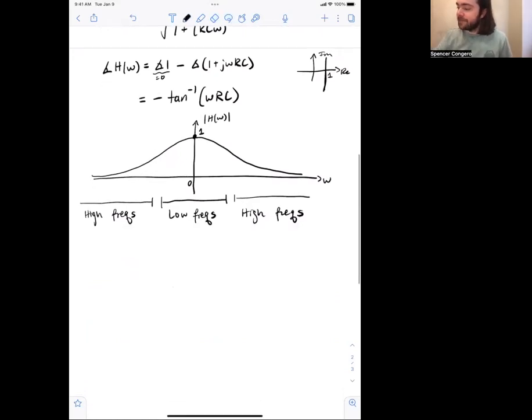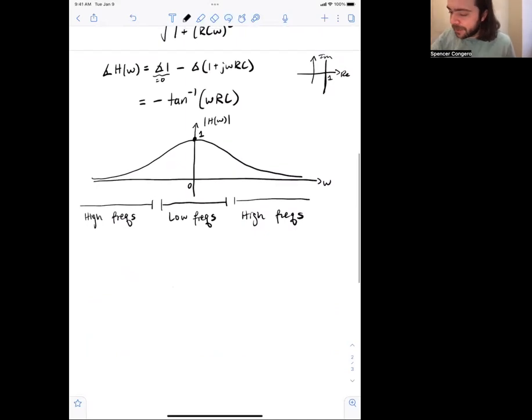Oh, sorry, one more thing. Let's plot the angle real quick. We're not going to do this all the time because most of the time people are more concerned with the magnitude of the frequency response, because that has to do with whether the frequencies get through or not. The phase is important in a lot of applications, but at least for us, it won't be as important.